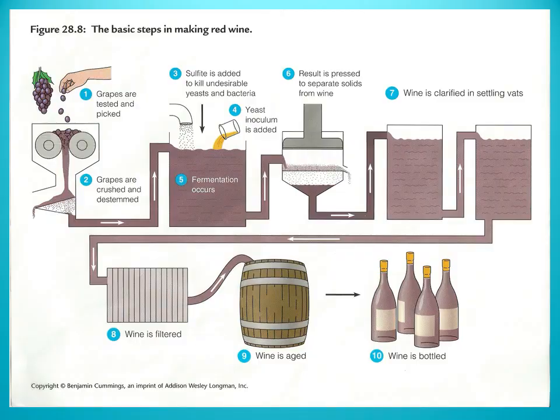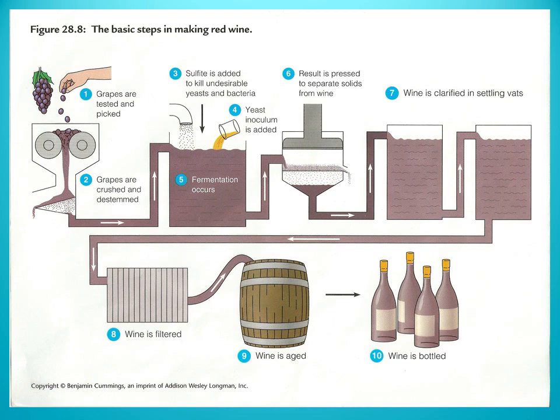And I included this just to show you some of the basic steps of making a red wine. As you can see, there are multiple steps in here. You've got to harvest the grapes. They're going to be crushed for red wine with the skin on. You would add sulfite. That's going to kill any undesirable yeast and bacteria that may have been on the grapes. You then add the specific yeast inoculum that you want to carry out the fermentation process, which will then start occurring. After the fermentation, you're going to go through a process where it's pressed.